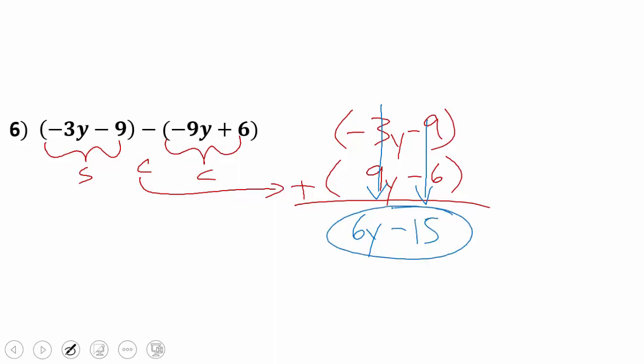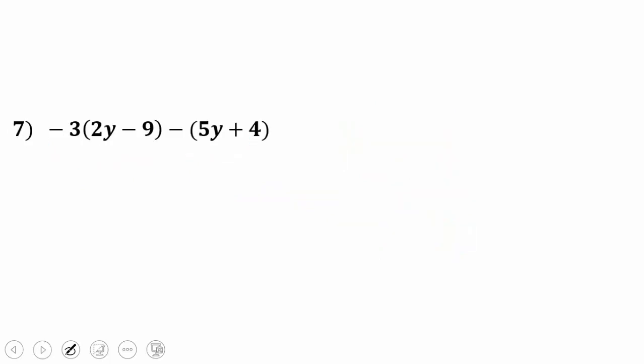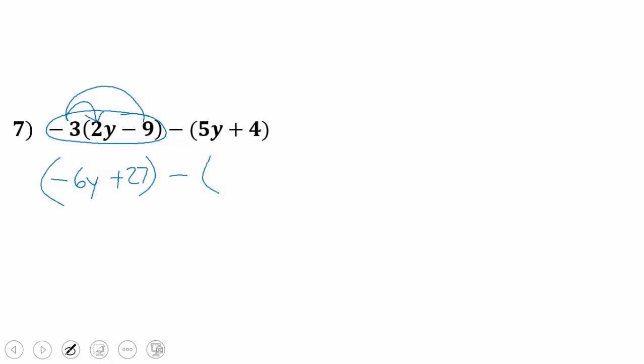So 6y minus 15. And just in case you were thinking, yes, there are times that we will have to distribute to simplify first, before we can do anything, because this expression is not simplified yet. Even though it will stay with the parentheses on it, it stays with parentheses only to identify it as a different expression than the first one. So now we have to go negative 3 times 2, which is negative 6y, and negative 3 times a negative 9 is a positive 27. The only reason I put parentheses on there was to separate it so I knew that I was taking that expression and subtracting the second expression, 5y plus 4.